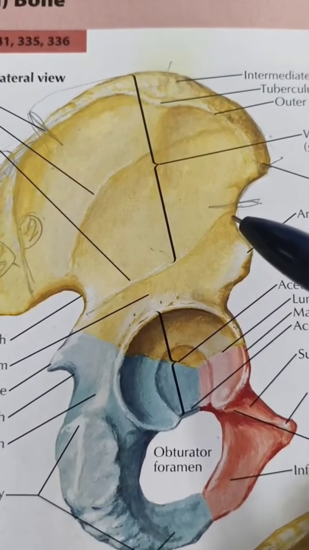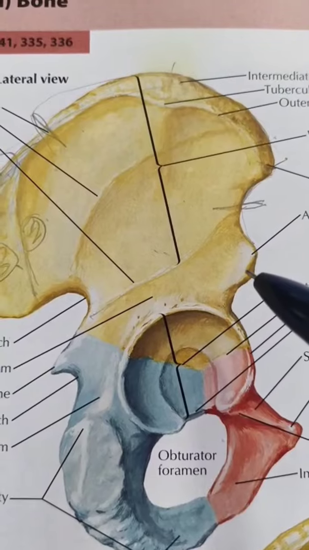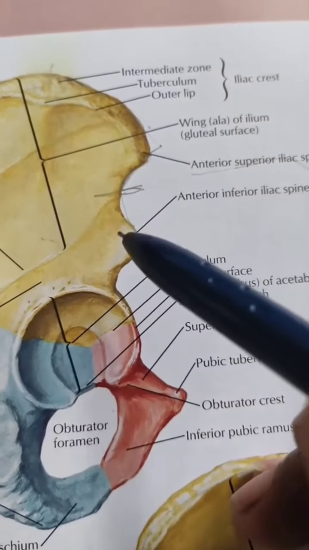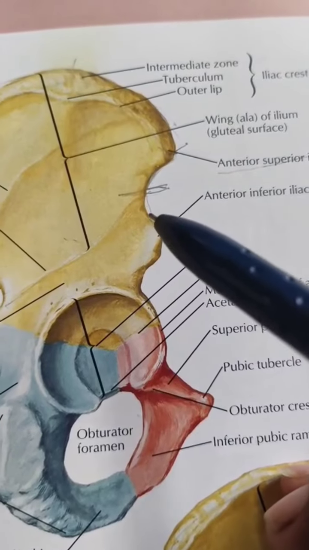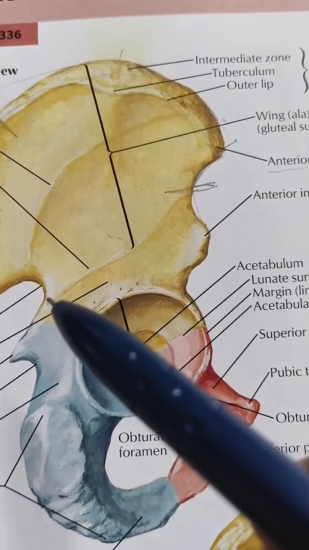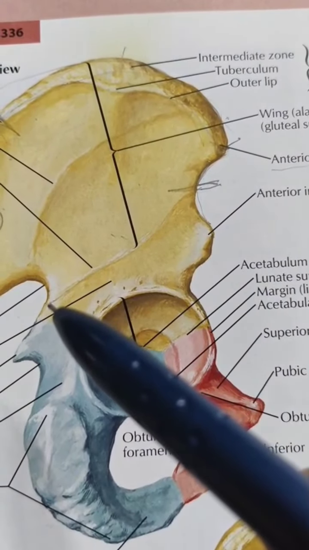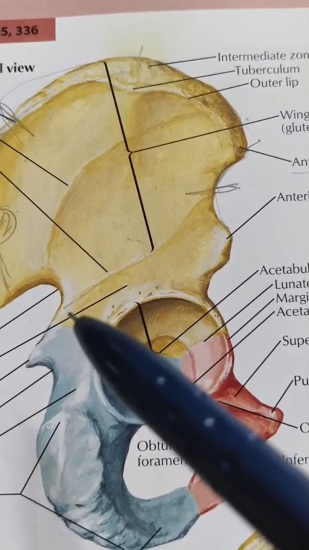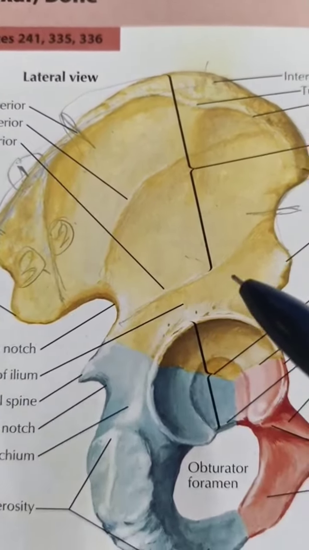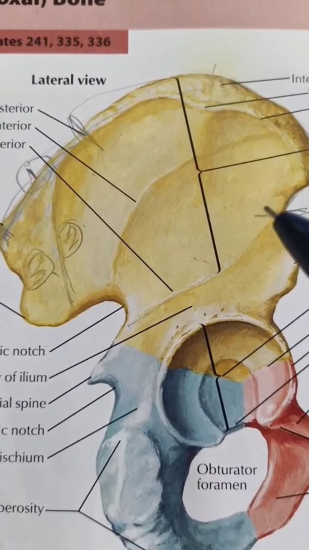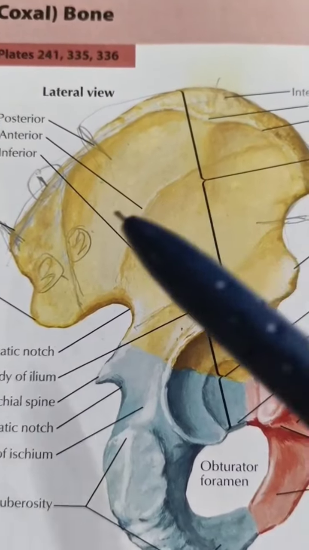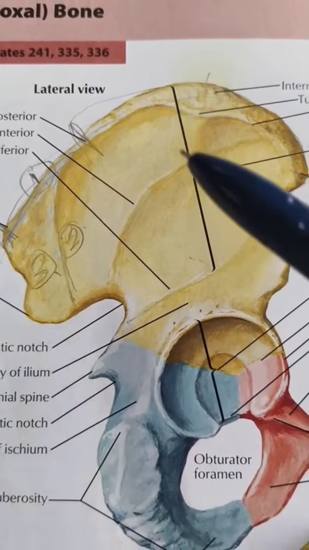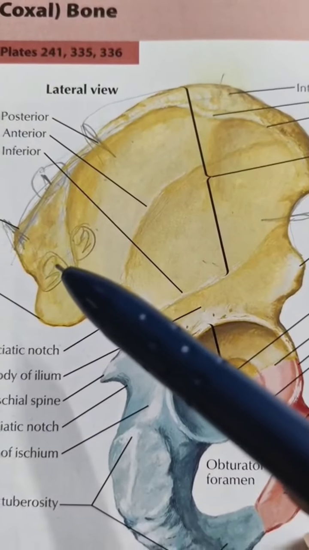And now the inferior gluteal line. This inferior gluteal line begins slightly above and behind the anterior inferior iliac spine, and then moves downwards and backwards to reach the greater sciatic notch. Okay, so these are the three gluteal lines dividing this gluteal surface into 4 areas. See, this is first, second, third, and fourth.